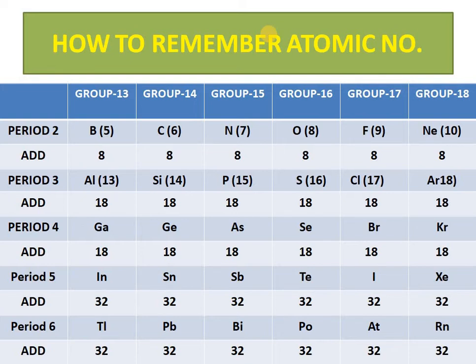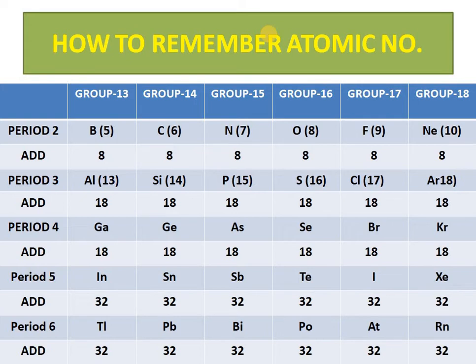If we need period 4, then we have to add 18. Similarly, if you want to know the next period's element, you have to add 18 again. If you want the next element, then you have to add 32, then again 32. So these are the magic numbers.